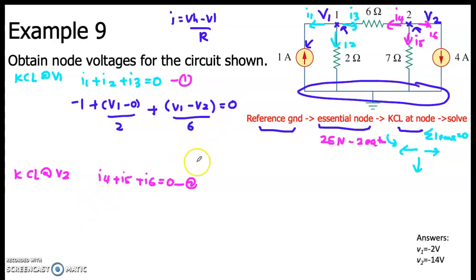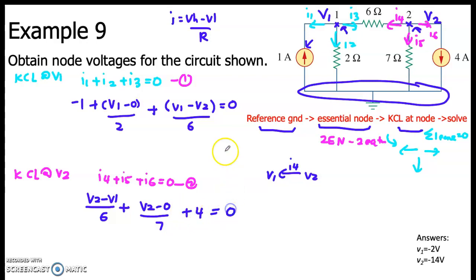Okay. Now move to I4. I4 is the pink one. Okay, now your focus is at node 2. At node 2, what is I4? Since the arrow is like this, right? For I4, what is the V high here? V2. V low here is V1. So we come here: V2 minus V1 over 6, plus I5, V2 minus 0 over 7. And then the last one is plus 4 equal to 0. So this is how you are going to solve the equation.